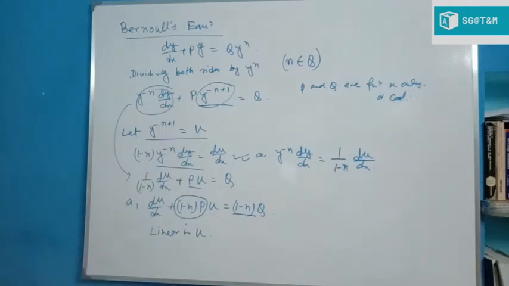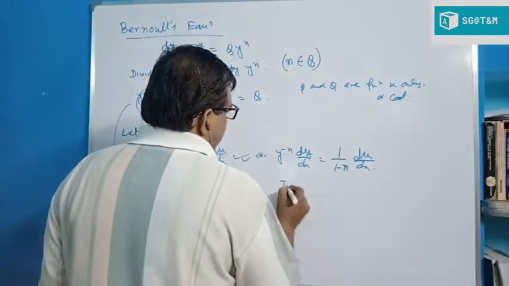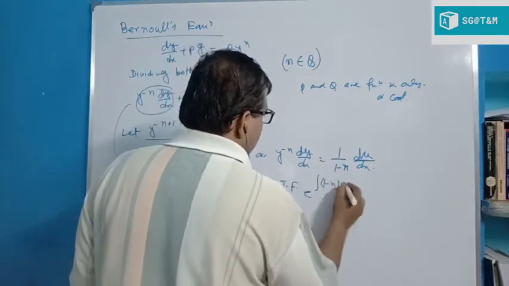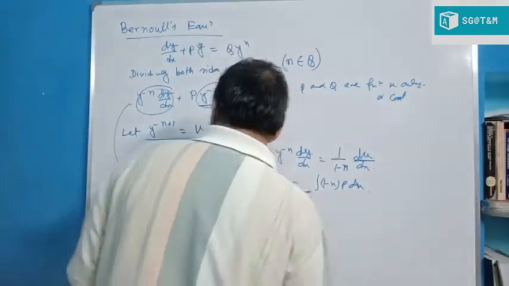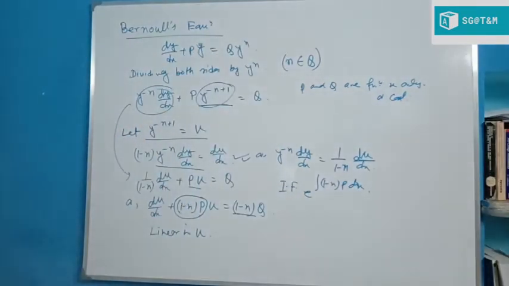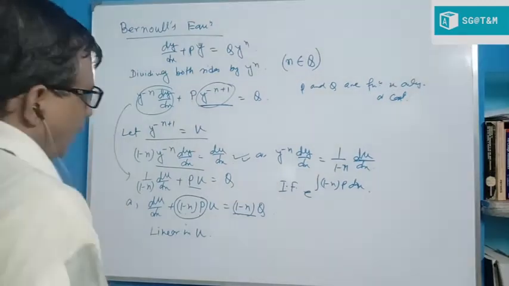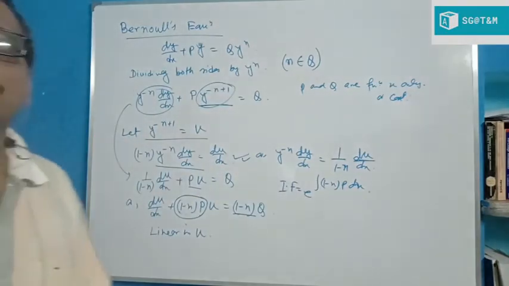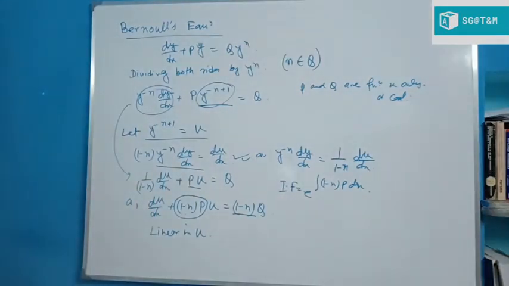That's the final question. n must be a rational number, and instead of p, in this case the integrating factor will be e to the power integration of (1 minus n) into p dx. 1 minus n is a constant, so no problem at all. p is a function of x or constant, so we find the integral and the integrating factor. First find the integrating factor and solve, and we get the answer. This type of equation is known as Bernoulli's equation.